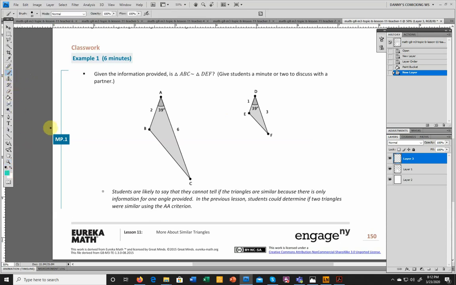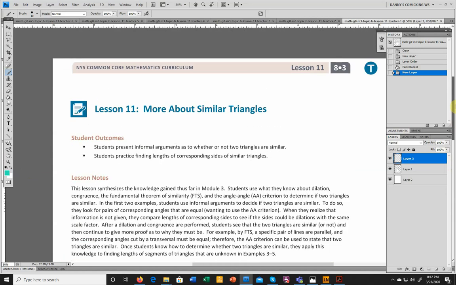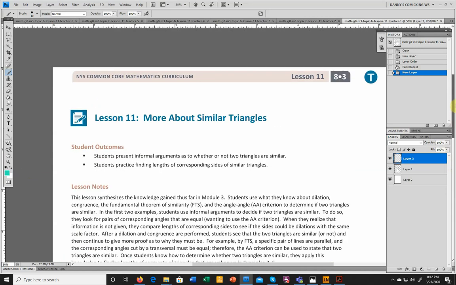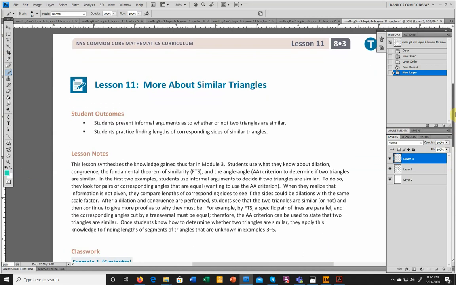So, what I'm doing right now is I'm in Photoshop where I can edit these PDFs of our lessons, and I picked a color for us to use for right now. So let's go ahead and get started. What we're in right now is lesson 11, and it says more about triangles.